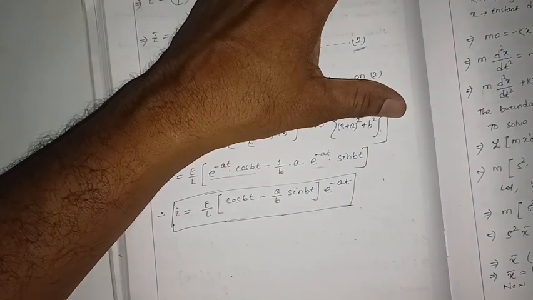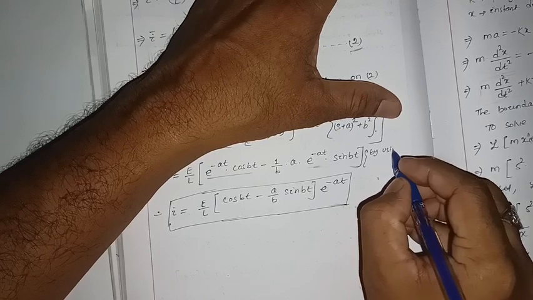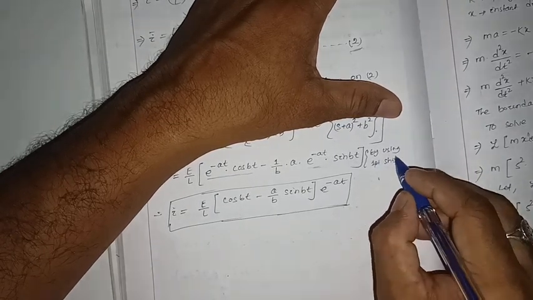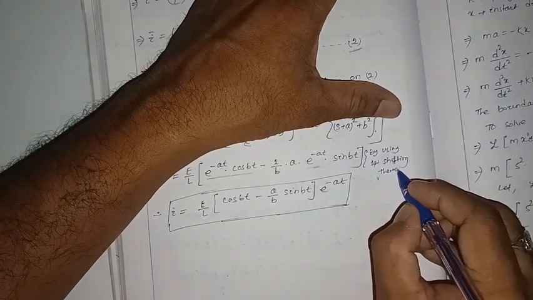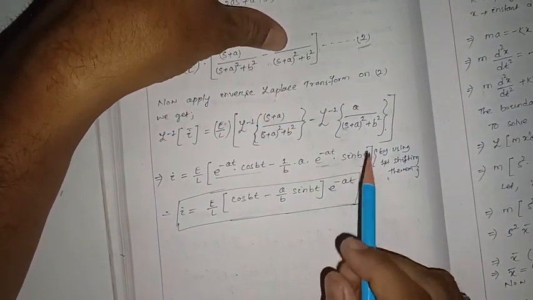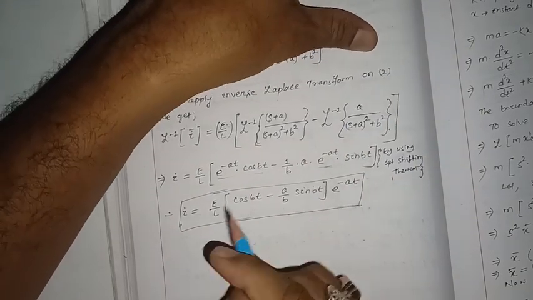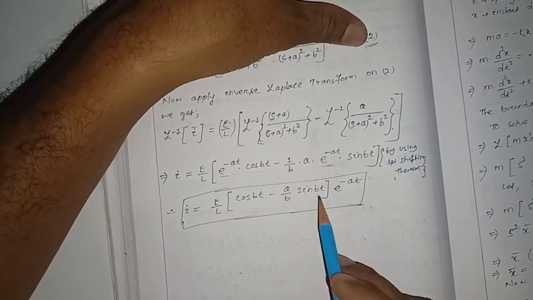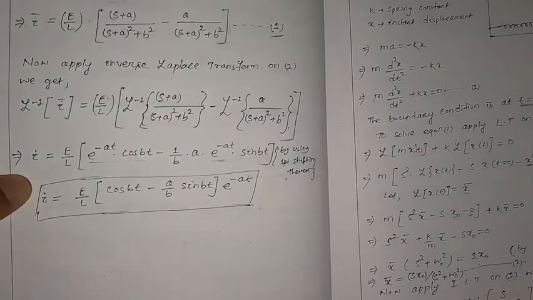By using the first shifting theorem or property, we found this value and this value. Okay. Now e to the power minus at taken outside, it will be E by L cos bt minus a by b sin bt into e to the power minus at. This will be the answer for the LCR circuit.